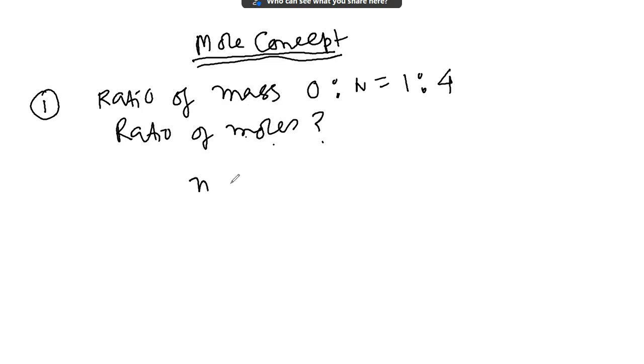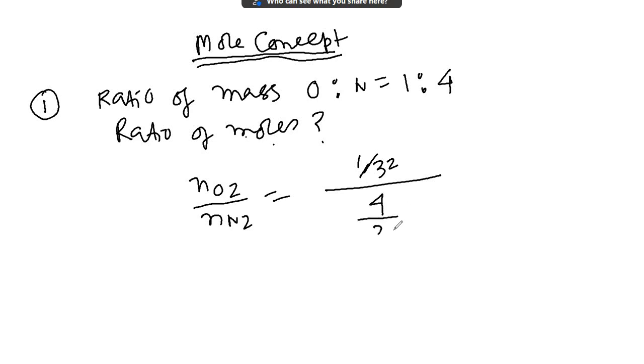Moles, n, is equal to mass by molar mass. Mass is given as oxygen 1 and nitrogen 4. So 1 by 32 divided by 4 by 28 will be the ratio of the moles. So it is equal to 1 by 32 into 28 by 4.